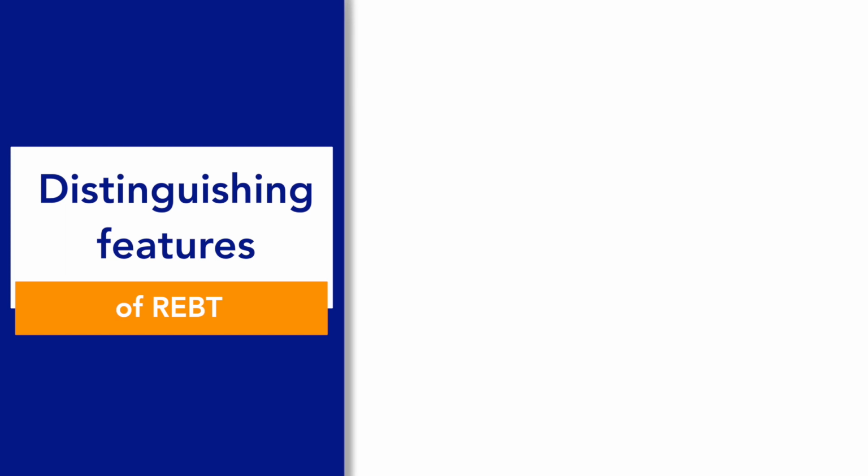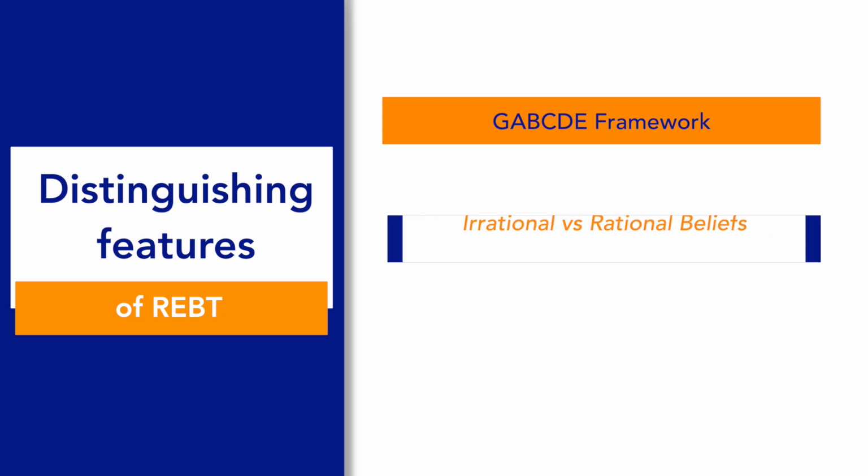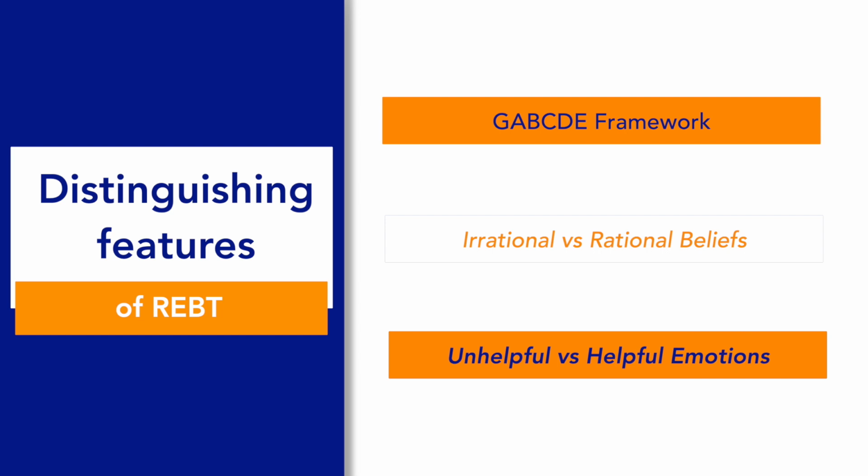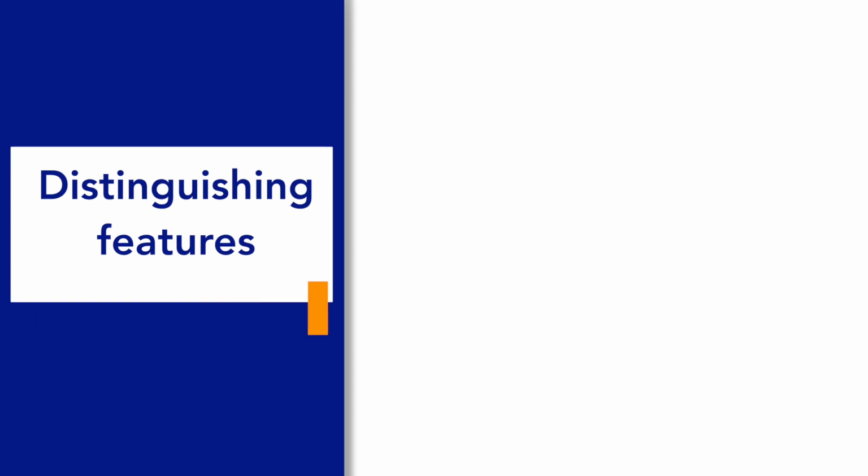of REBT. So if you feel like taking some notes, now's a good time to grab a pen and some paper. The 3 key distinguishing features of REBT are the GABCDE framework, reframing irrational beliefs, and understanding unhelpful negative emotions versus helpful negative emotions. By the end of this session, you should be able to identify your own irrational thoughts and some strategies for achieving improved psychological well-being and workplace success.